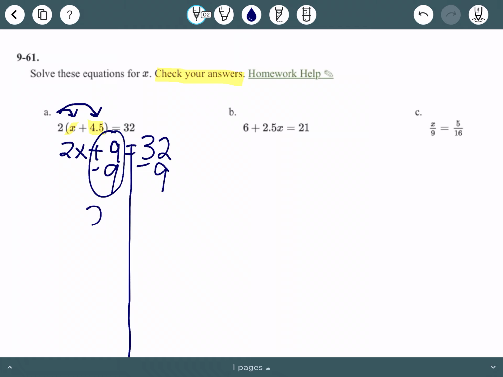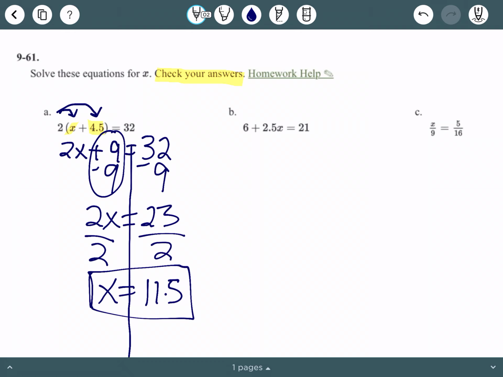I'll subtract 9 from each side. So I'm left with 2x on the left side and 32 minus 9 on the right side. And 32 minus 9 is going to give me 23. All right, so 2x equals 23. Let's divide by 2 to get that x by itself, and we also have to do that on the other side. So 23 divided by 2 is going to give me 11.5.